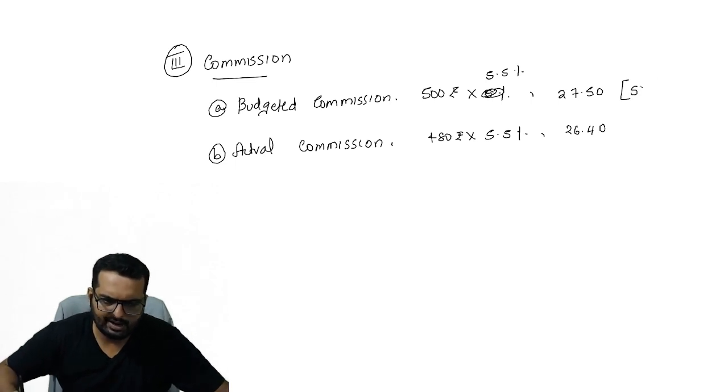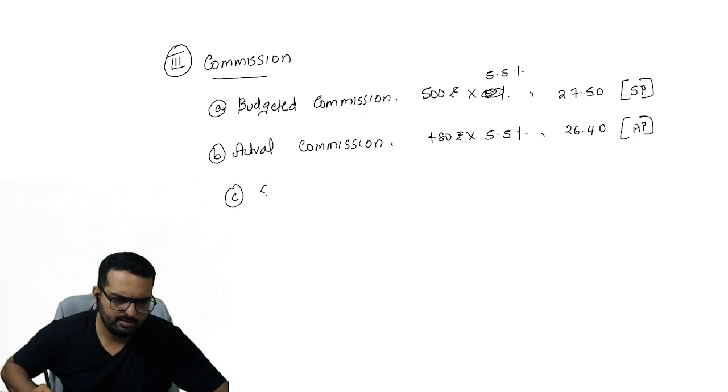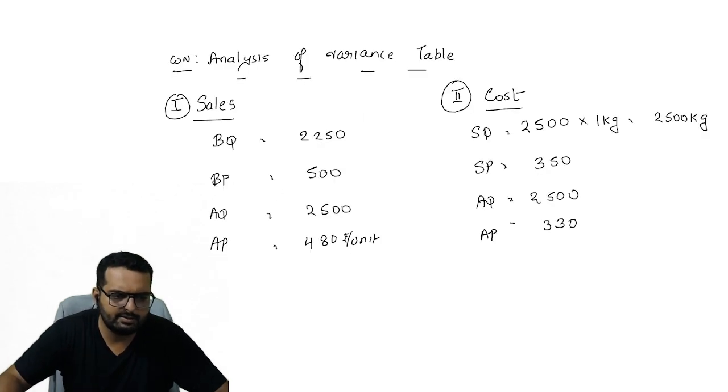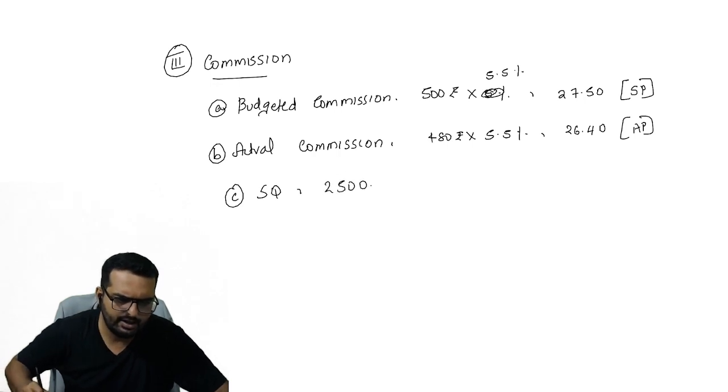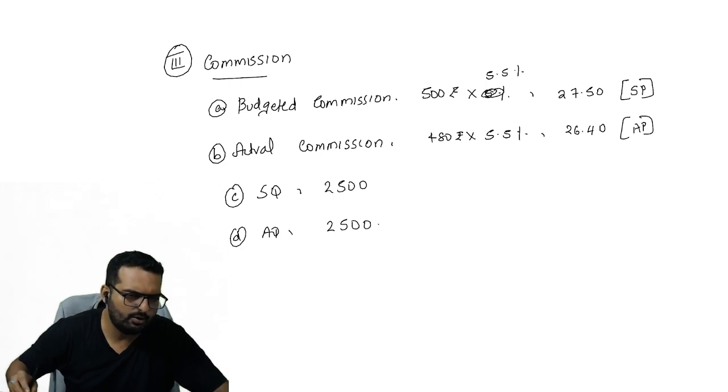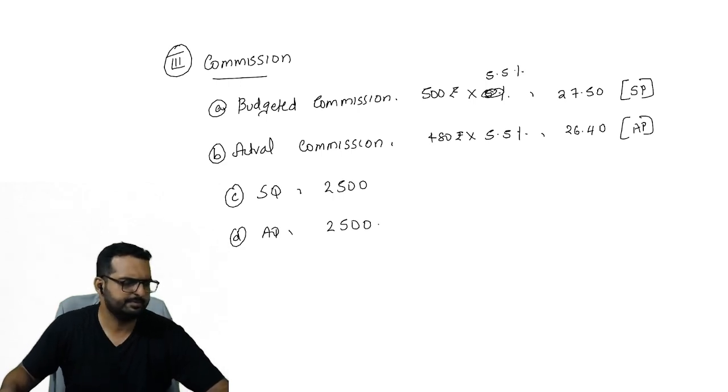We can call this as standard price. This will be the actual price. Standard quantity SQ will be the same as what we had earlier, 2500. AQ also we can keep it as 2500. So we will be able to find out all these variances.